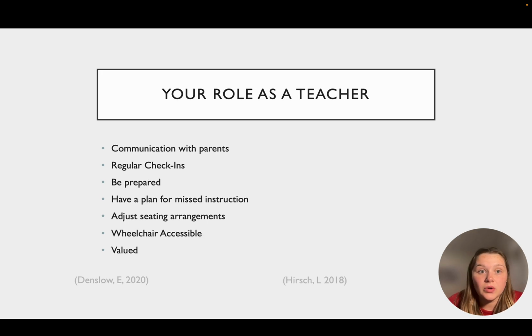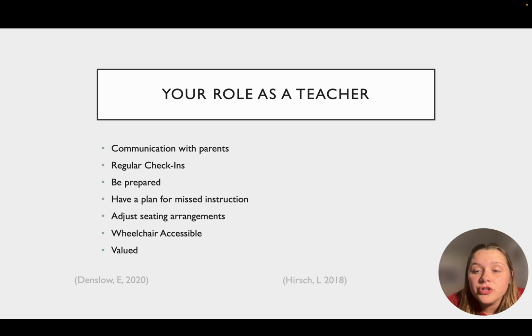Okay, so let's talk about you. What is your role as a teacher? Your role as a teacher is to have frequent communication with the student's parents. The parents offer insight on different strategies that work best for them at home, their child's strengths and weaknesses that they've noticed, and any triggers that they might have.